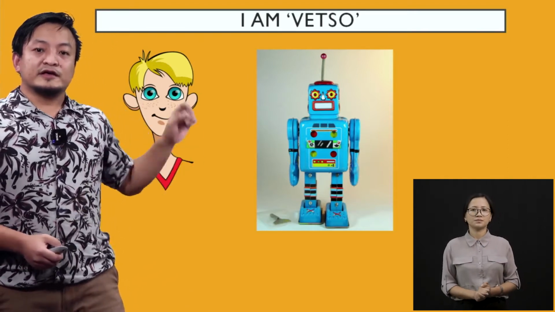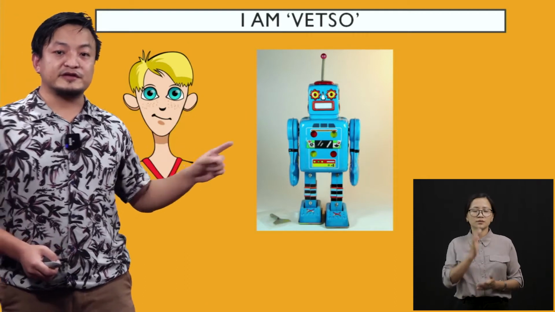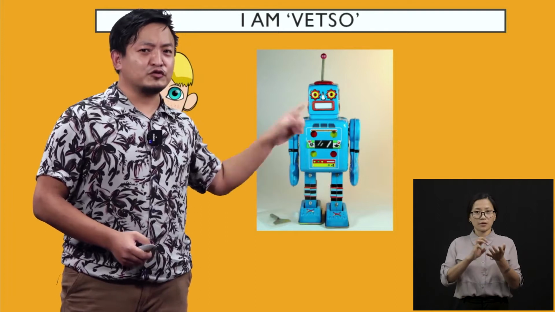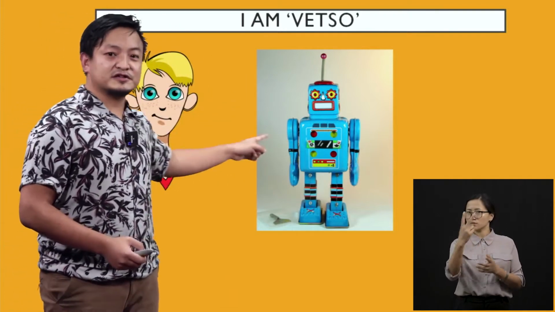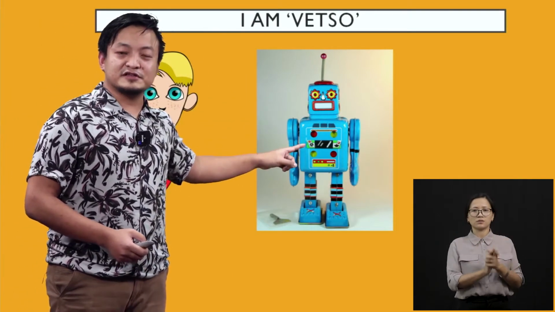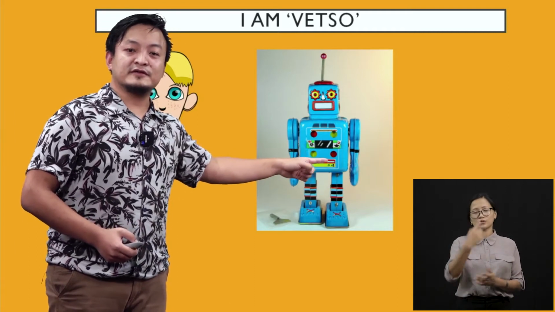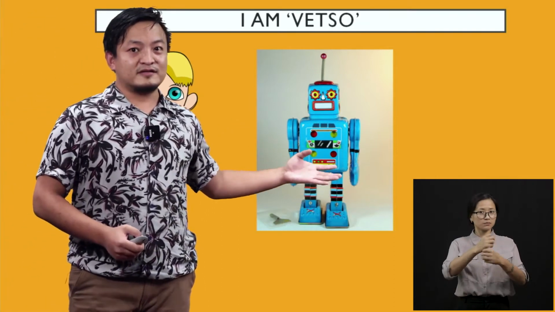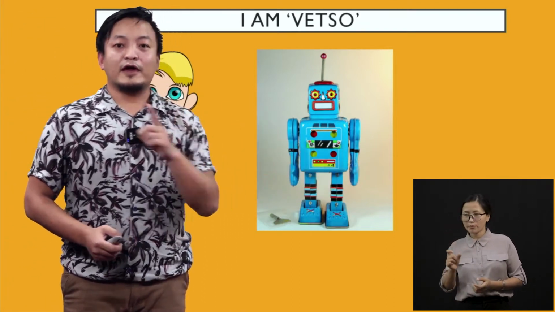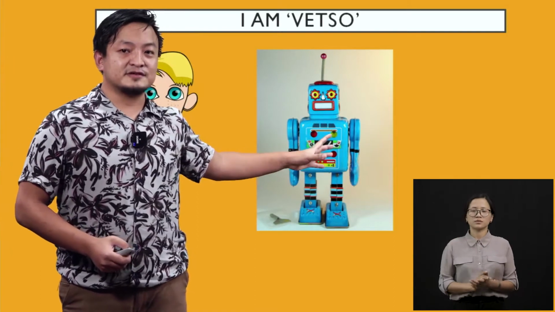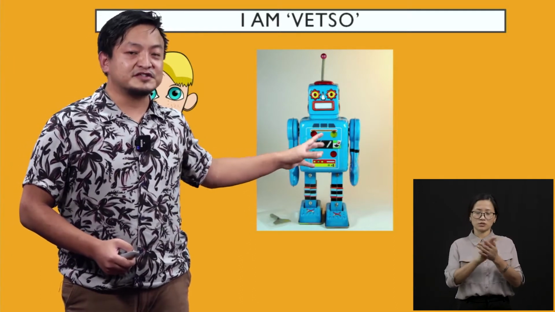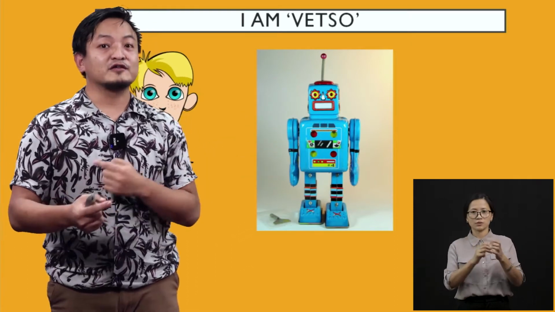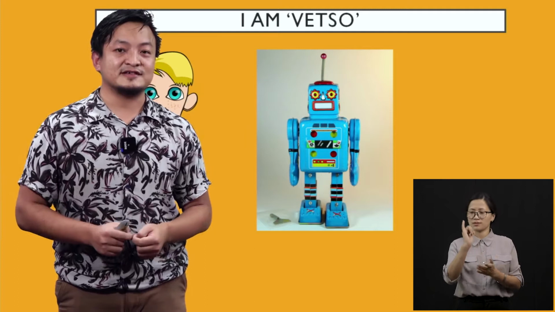Now students, this Vetso, he invented this machine. You can all take a look at this machine. It's an interesting machine. Who invented this machine? Vetso. So he was that smart. And do you know what this machine does? With the help of this machine, we can communicate with insects.